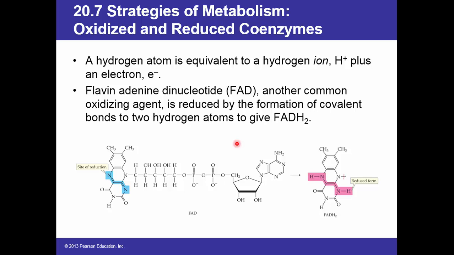A hydrogen atom is equivalent to a hydrogen ion, H+, plus an electron. So the other coenzyme called flavin adenine dinucleotide, another common oxidizing agent, is reduced by the formation of covalent bonds to two hydrogen atoms to give FADH2. So this is the site of reduction, you see here, by formation of covalent bonds to two hydrogens. This is the reduced form, and this is the oxidized form.